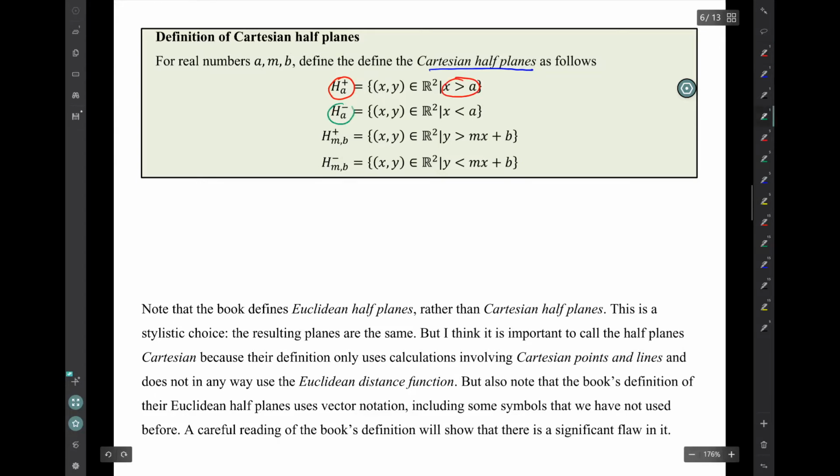This symbol, capital H with a subscript a and a superscript minus sign, denotes this set, the set of all points in R2 such that x is less than a. Those two sets are illustrated this way.